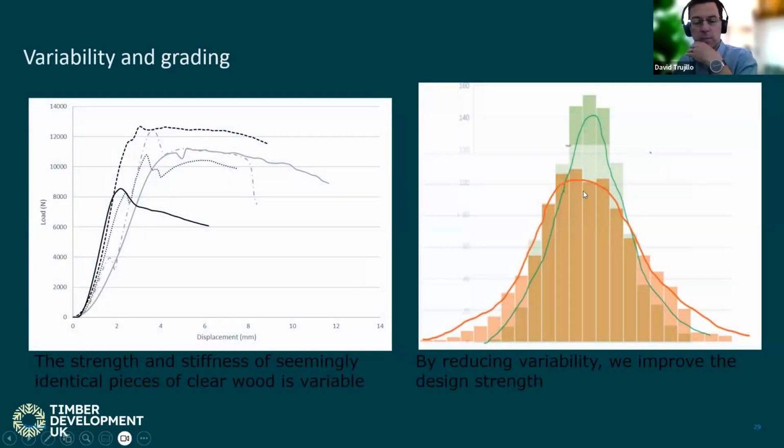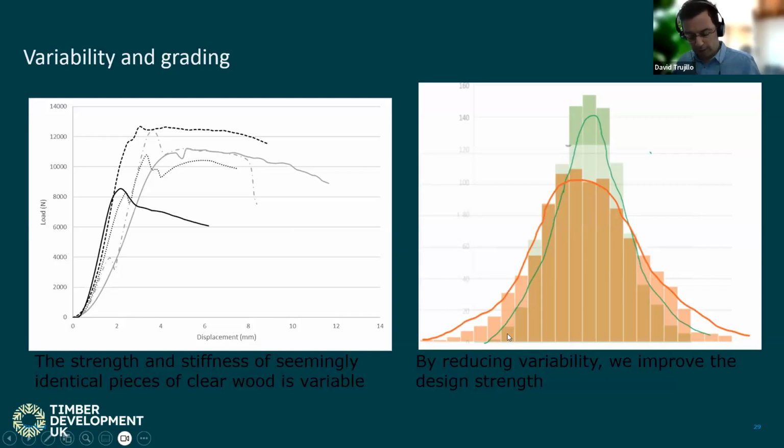One of the things that's important to bear in mind with timber, these are some tests we undertook in our lab of some identical or seemingly identical pieces of timber that were clear wood. That means they had no knots or anything. And yet they gave us very different resistances when loaded and different behavior. And that is one of the things with working with natural materials: they're variable.